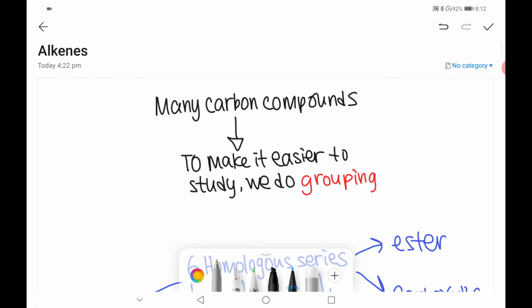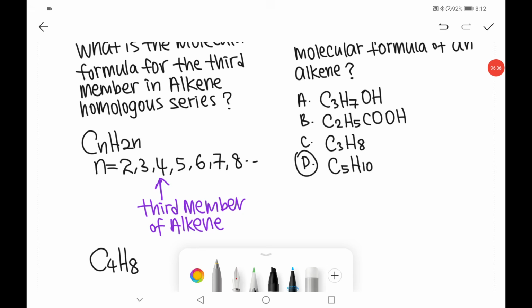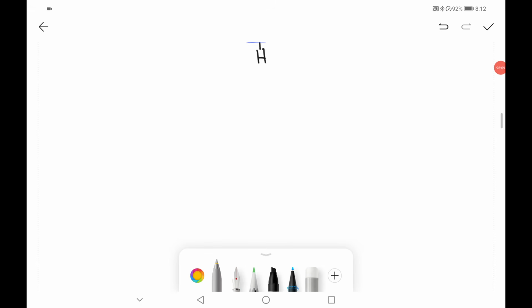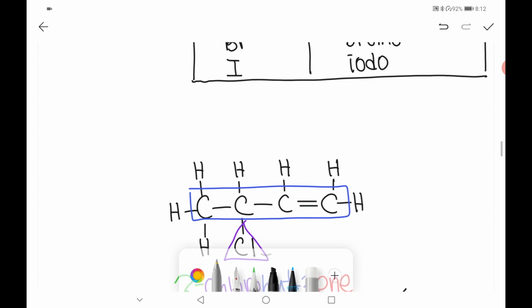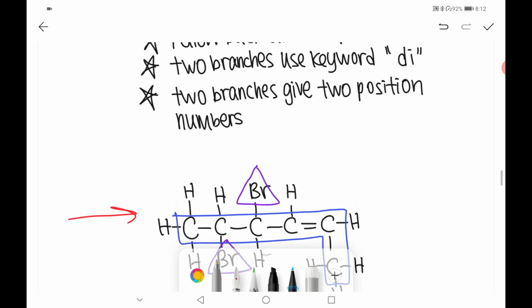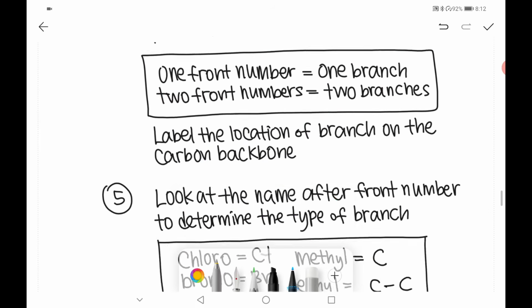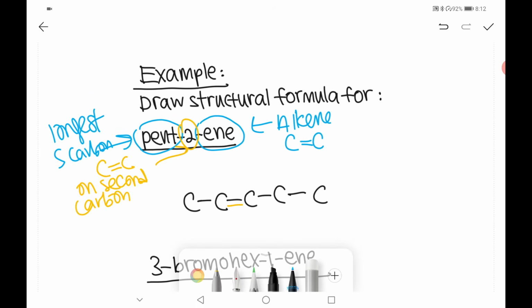Or you also can count the other way around. If you count from the right to the left, this is carbon number 1, this is carbon number 2. So on carbon number 2, there is a double bond. That's it. It's up to you. You can count from the left or the right, no problem. So let's say I count from the left. This is carbon number 2, this is where I got my double bond.